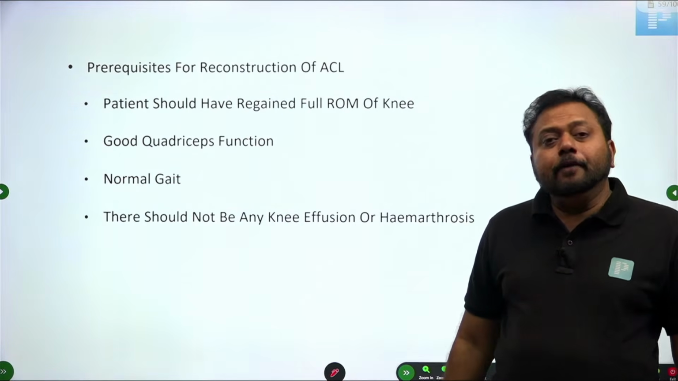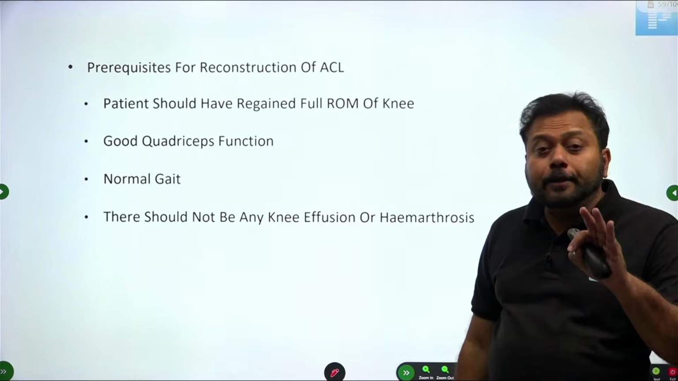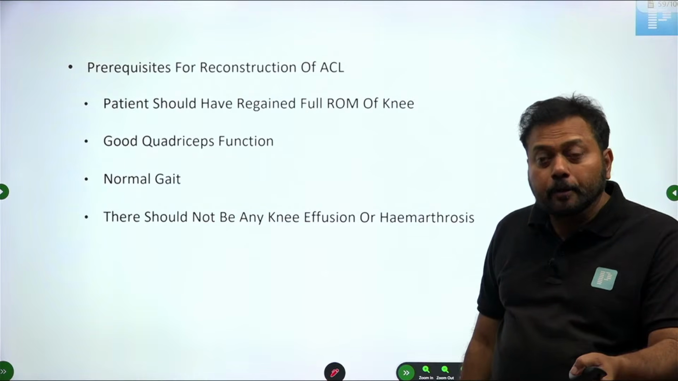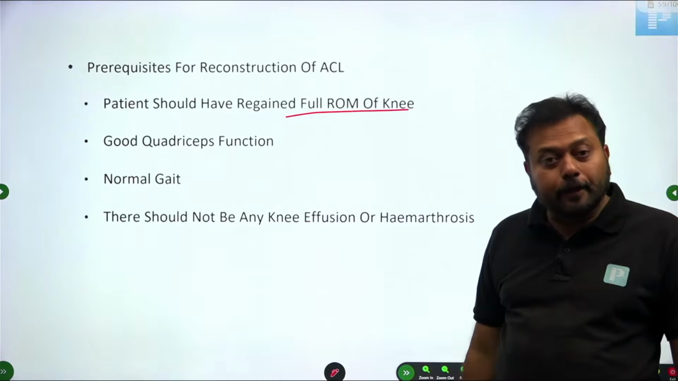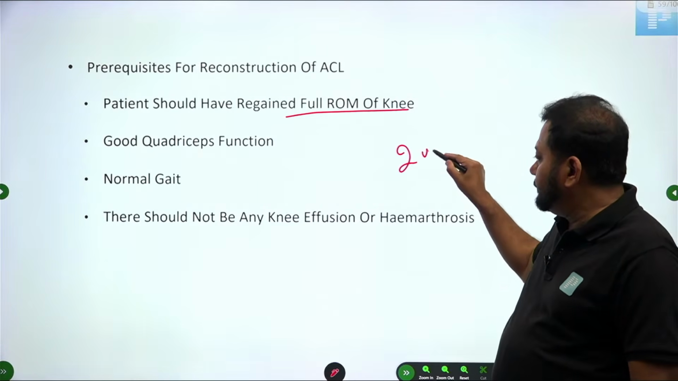Prerequisites: when will you do ACL reconstruction? You should give adequate time. It is not an emergency. Not necessarily should you do it on day one. First of all, the patient should have regained full range of movement of the knee. I used to do it after 2 weeks.